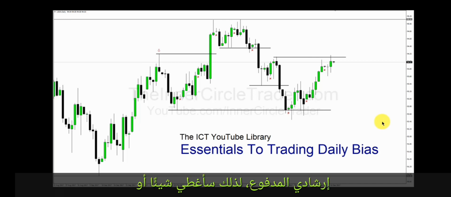So I'm going to cover one or two things here that I think are paramount that'll help you at least try to get a hold on daily bias. So if I look at a daily chart, what we're trying to do is ascertain the likelihood of it being an up close or a down close day.